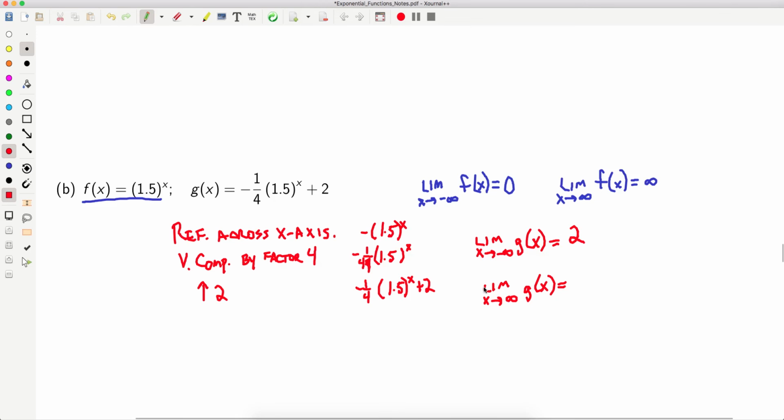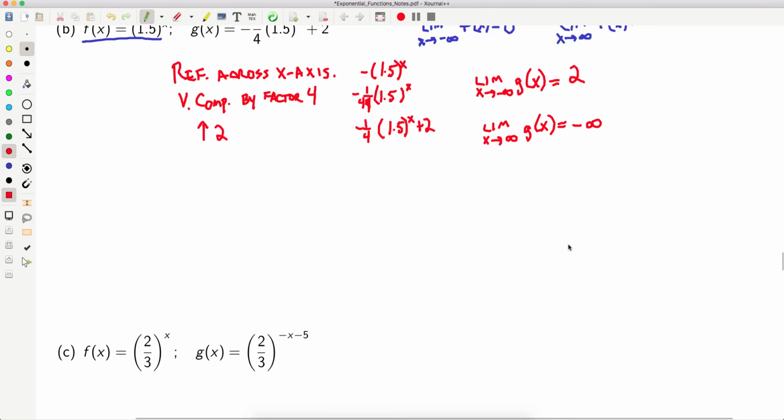That's not bad. And as we go further to the right, as x approaches positive infinity, our outputs keep going down lower and lower and lower without stop. So we have negative infinity there. So again, notice the reflection across the x-axis changes the end behavior in one of the directions, and then the shifting up or down affects your end behavior for your horizontal asymptote for that side.